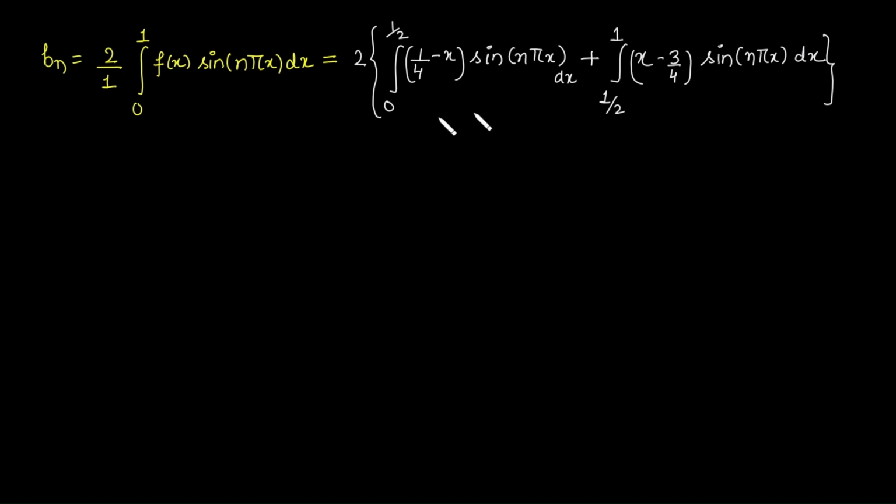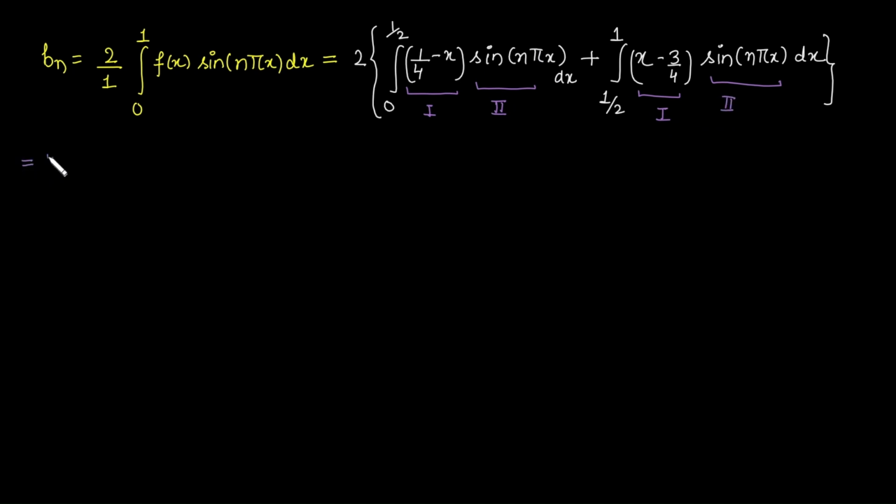Now, how to evaluate this one? If you observe, in this case this is an algebraic function and this is a trigonometric function. Even in this case, this is an algebraic function and this is a trigonometric function. So, we can use the ILATE rule in this case. For that, take this as the first function because it is algebraic, and the trigonometric as the second function. Same in this case, this is the first function and this is the second function.